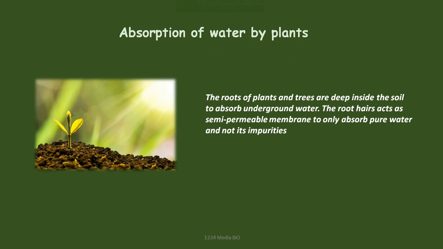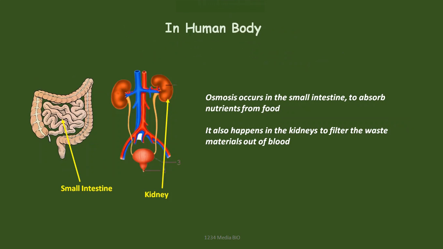Next, absorption of water by plants. The roots of plants and trees are deep inside the soil, to absorb underground water. The root hairs act as a semi-permeable membrane, to only absorb pure water and not its impurities. In the human body, osmosis occurs in the small intestine, to absorb nutrients from food. It also happens in the kidneys, to filter the waste materials out of blood.